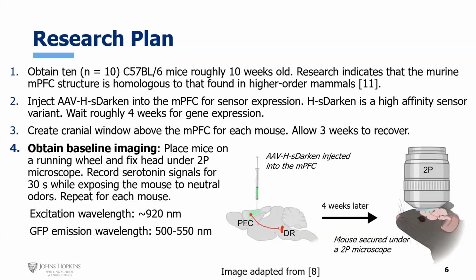The serotonin signals will be recorded for 30 seconds while exposing the mouse to neutral odors. Repeat for each mouse to establish the baseline. And the excitation wavelength for the sDarken indicator is 920 nanometers, while the GFP emission wavelength is between 500 and 550 nanometers.